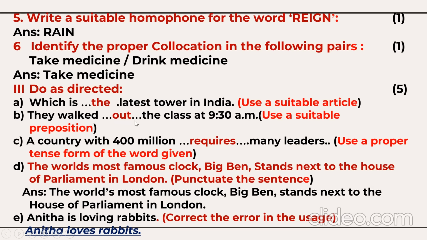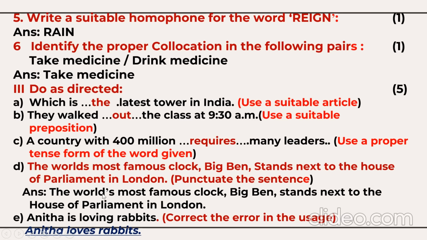They walked out the class at 9:30 a.m. The suitable preposition. A country with 4 million blank many leaders. What do they require? Requires many leaders. The country with 4 million requires many leaders. So use the correct tense of the word. The word will be given here. So require, the word was given. So the correct answer here is requires.